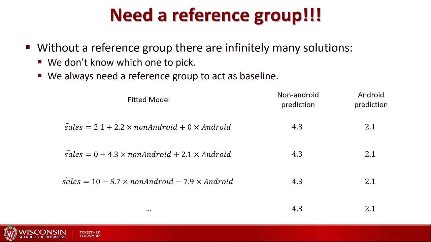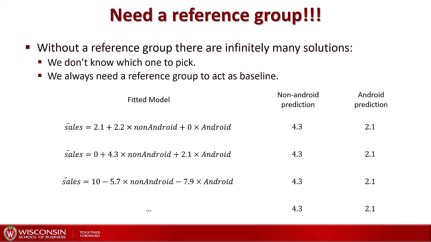Well, without a reference group, there are infinitely many solutions to the regression equation. In that case, we don't know which solution to pick, so we don't know how to solve our minimization problem. And that's why we always need a reference group to act as the baseline. At the bottom here, I've put different fitted models. So they are the same model, but with different coefficients. And we can see that they all have the same predictions.